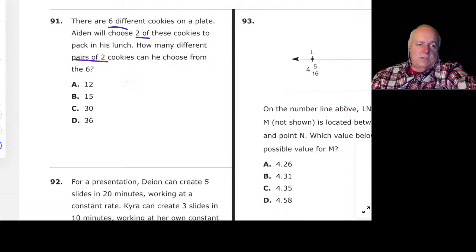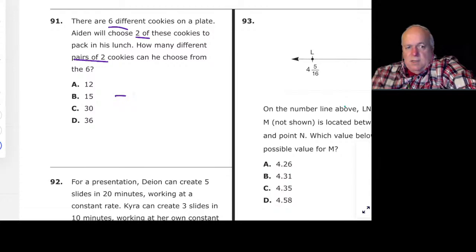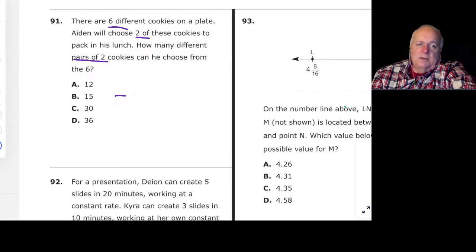So it seems to me he has 2 positions to fill in. The first slot in his lunch bag for one of the cookies, and a second slot for the other. So he has 6 choices out of all the cookies, because there's 6 of them, for the first choice. Once he uses the cookie, he only has 5 possibilities left for the second cookie. That means he has 30 possibilities that he could use to do this. Okay, that implies the answer is C. It's not.